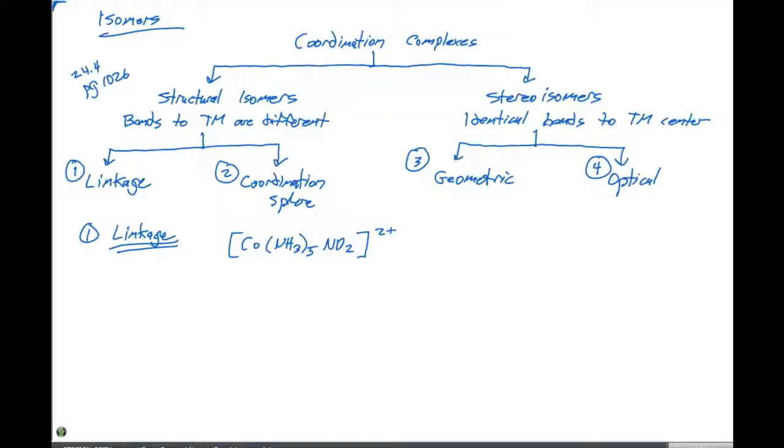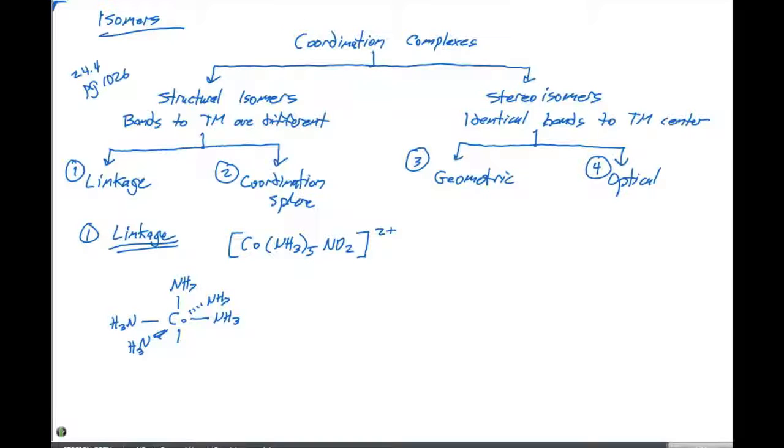So when we draw this octahedron, we have cobalt in the center, and there's going to be 6 different bonds to that cobalt central atom. 5 of them are going to be NH3, and 1 of them is going to be NO2. So I'm going to draw the 5 NH3s around here, and in each case, the nitrogen from the ammonia is going to coordinate to the transition metal center. That's going to happen every time for ammonia.